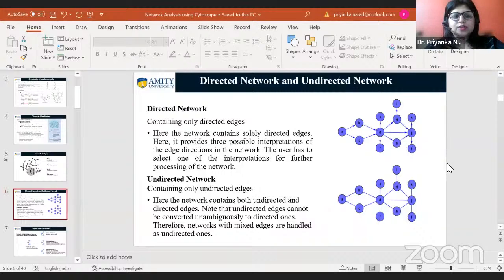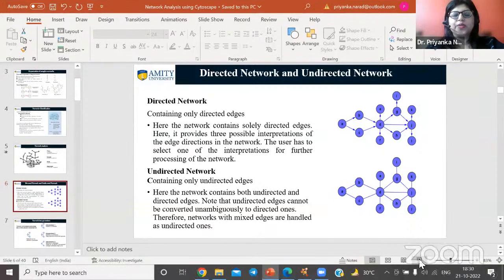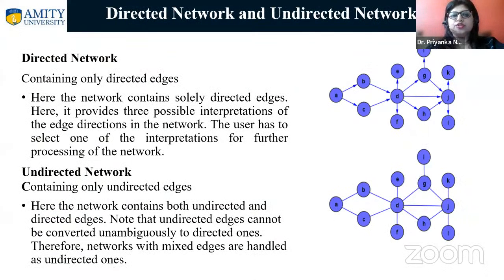Okay, so I was explaining the directed and the undirected networks. This is another very important point to understand when we are working with network analysis: what kind of network we are working on. A directed network is one which has directed edges. So A is regulating B, B is regulating D, D is regulating E, and all the edges have arrows on them. So they have a direction. So this is a directed network.